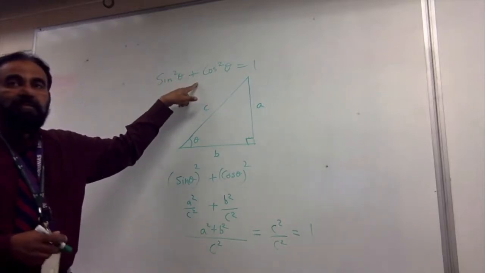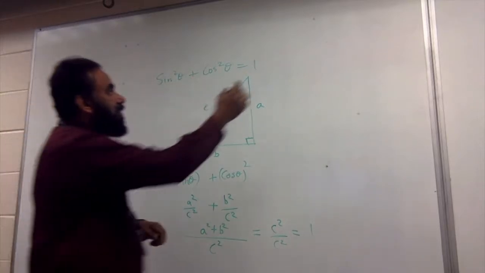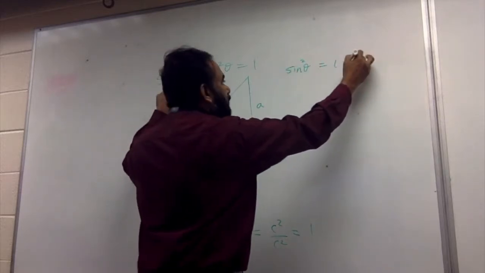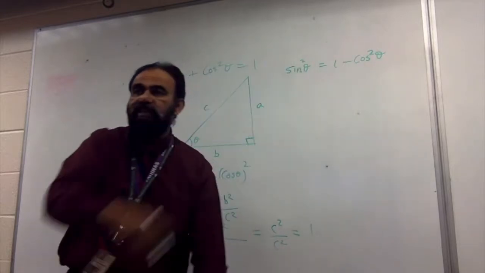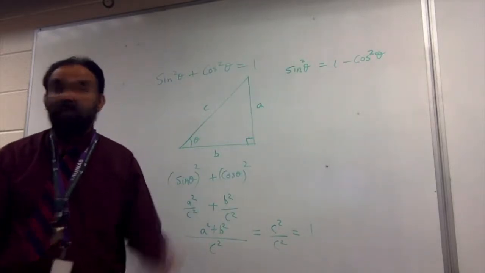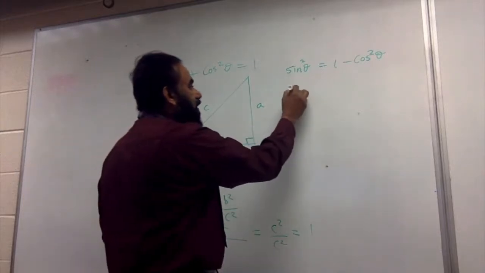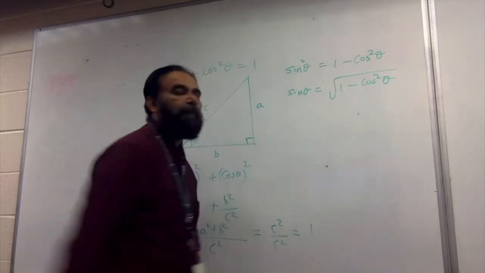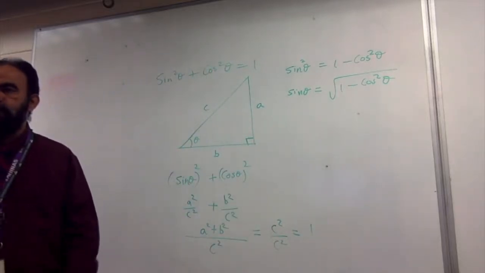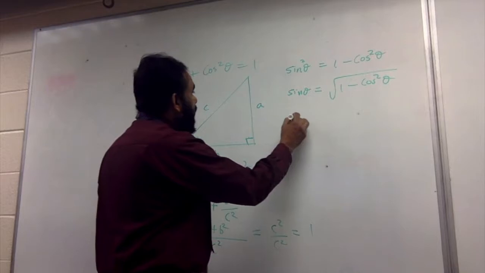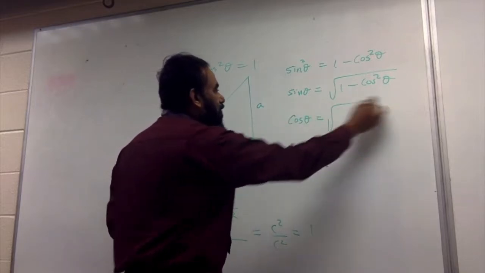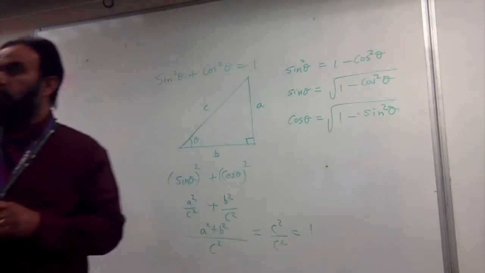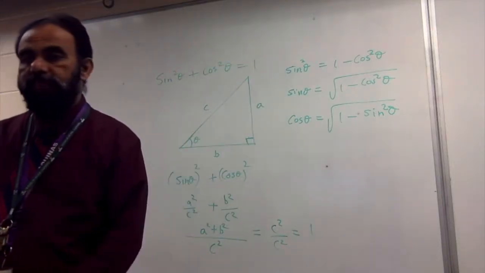And this thing can be rewritten in different ways. Look, sine square theta is equal to 1 minus cos square theta. That is a trigonometric identity by itself, and everything is coming from here. And therefore, sine theta is equal to square root of 1 minus cos square theta. These are all coming from this same equation. Same way, cos theta is going to be root of 1 minus sine square theta. So there are a lot of trigonometric identities that are pulled from simple things like that.